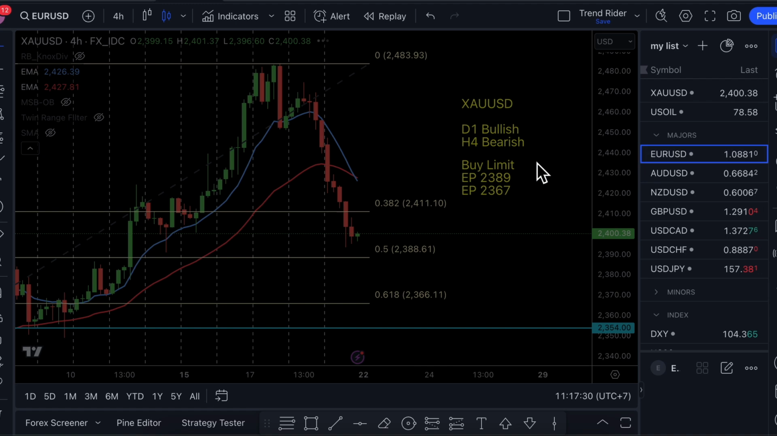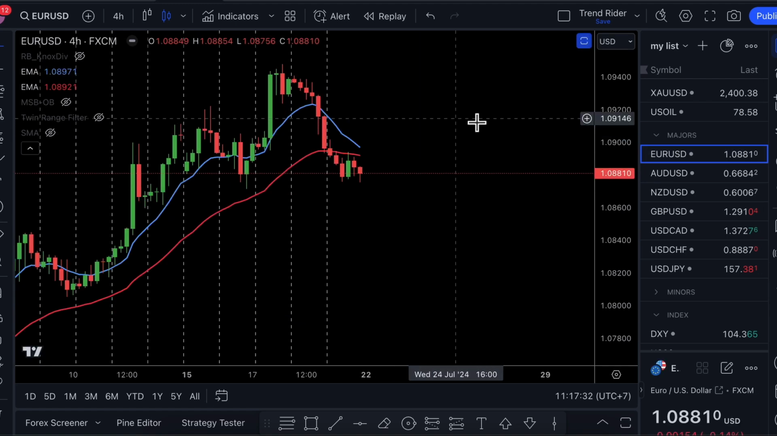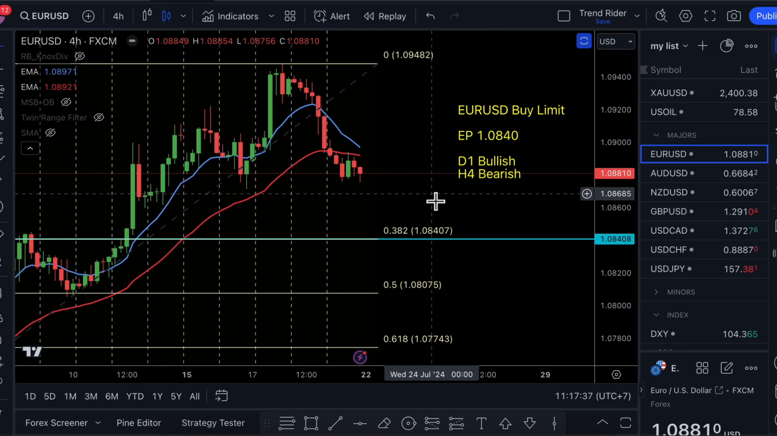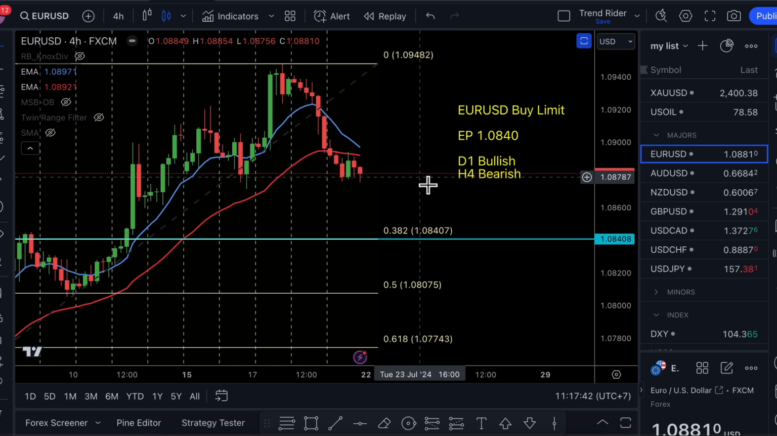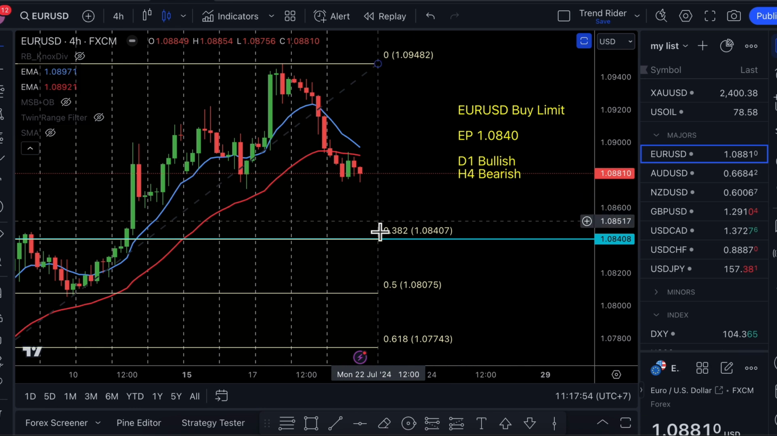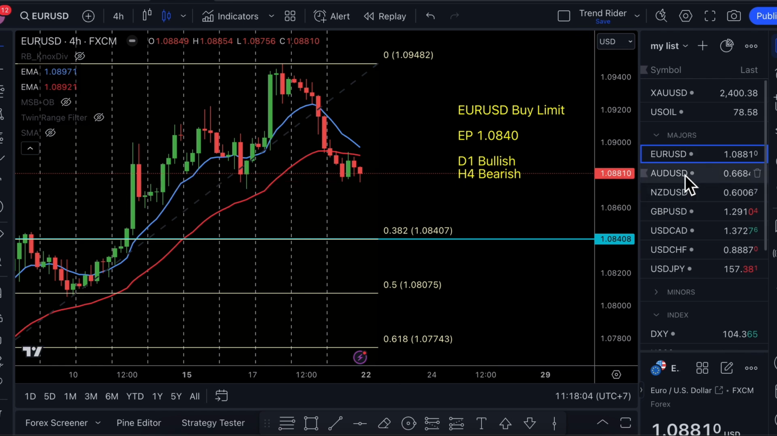So looking at the EUR/USD now, the trade setup that I have for that one in place, ready to go, is a buy limit. All right, again, conflicting signals on the major pairs. With the EUR/USD, it's bullish on the day 1 chart, bearish on the 4-hour chart, and oftentimes when you see it bearish on the 4-hour chart, it could be turning bearish on the day chart. However, I have a buy limit on the EUR/USD, and that would be at the first support level, the 0.382 Fibonacci level, or 1.0840 for a buy limit on the EUR/USD.